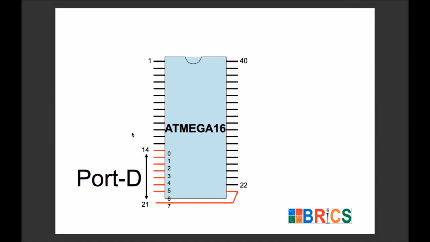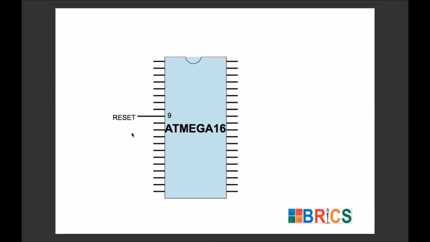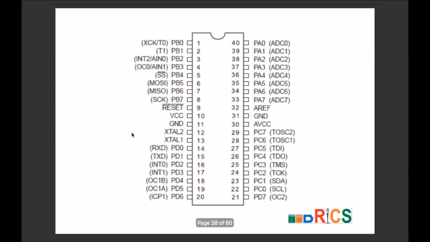Now other than these 32 pins, one pin is a reset pin. There are two VCC pins. One is actually AVCC, pin number 30, which is used for ADC. There are two ground pins. One pin is called AREF, which is used again for ADC, and there are two pins used for the crystal oscillator. So this is the complete pin diagram of ATmega16. Port A, port B, port C and port D. Other than that we have the AREF pin, AVCC pin, ground, VCC and crystal pins.